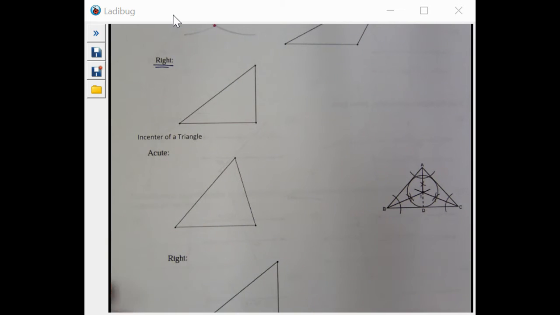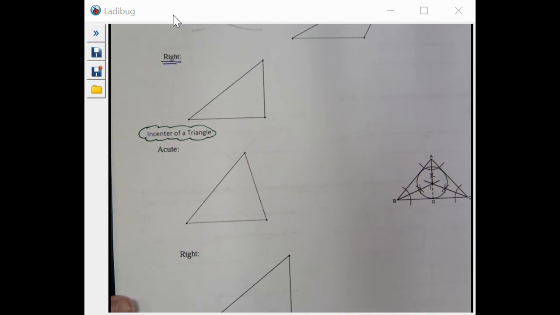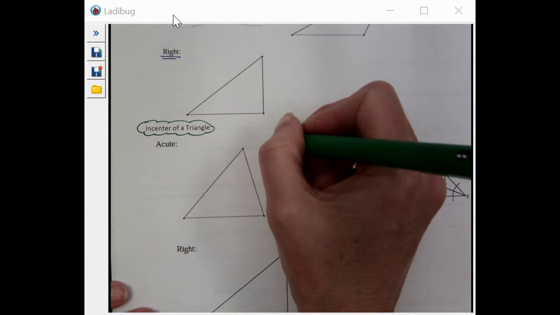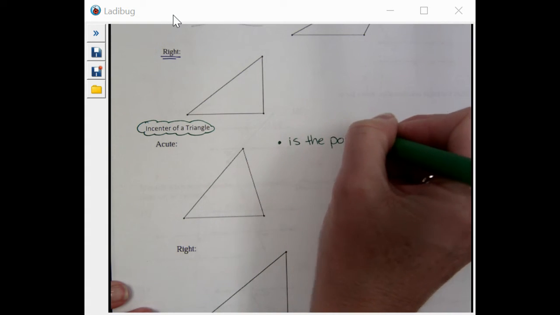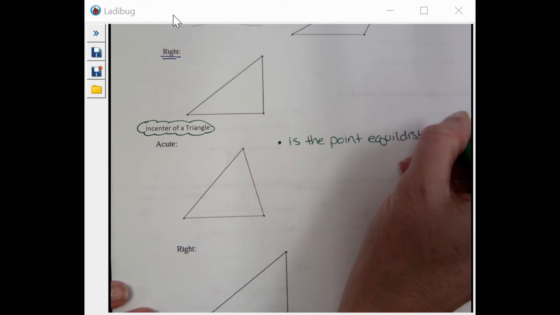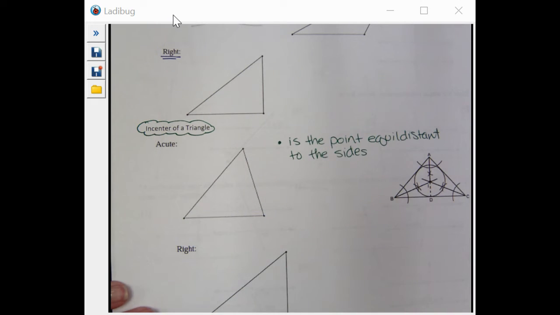So let's jump down and next talk about an incenter. An incenter is another type of center in our triangle, but it's a little different because an incenter is the point equidistant to the sides, not the vertices, but it's going to be equal distance to the sides. And we're going to talk about this more in Unit 7. Today, we're just learning how to construct them. We're going to thoroughly study our centers when we get to Unit 7.